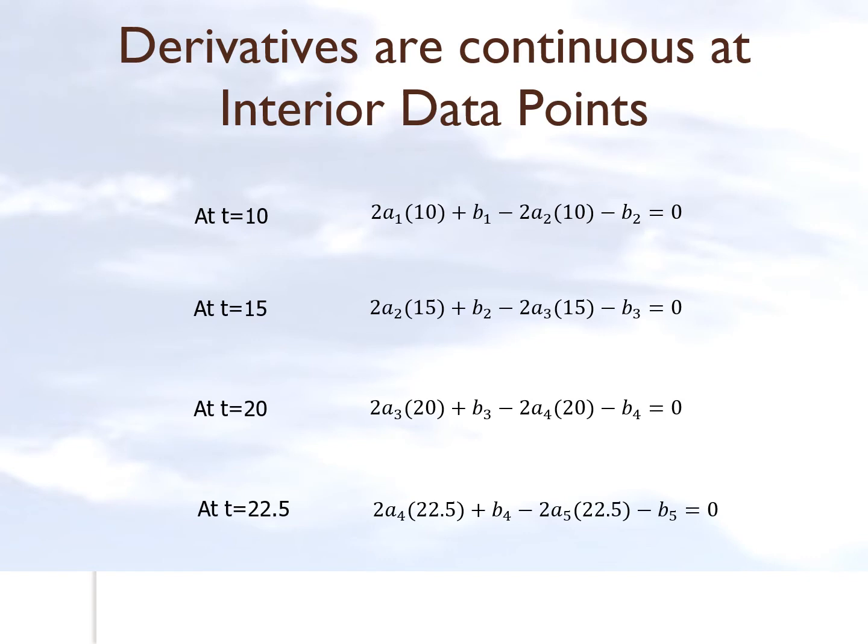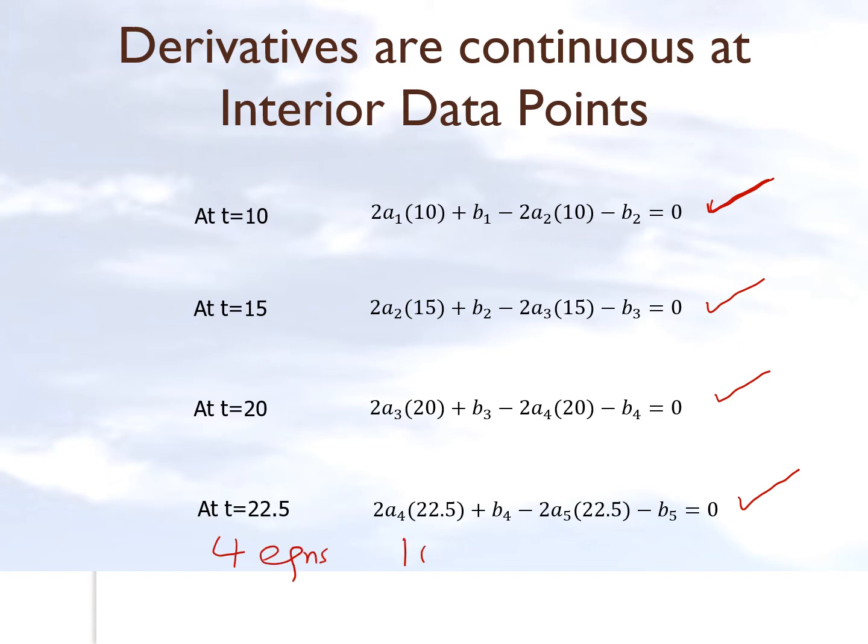So these 4 equations come from the derivatives being continuous at the interior data points, from the splines which go through the common data points. At t equal to 10, we have the first and the second spline meeting. They have a common point there, so the derivative will be the same, which is the equation we just derived. Similarly, you're going to get another equation for t equal to 15, another one for t equal to 20, and another one for t equal to 22.5. So this gives us 4 equations.